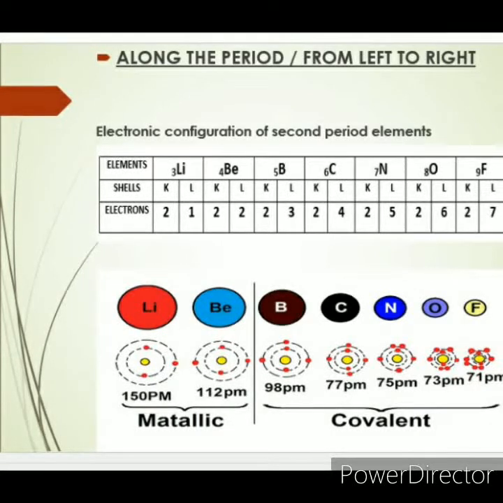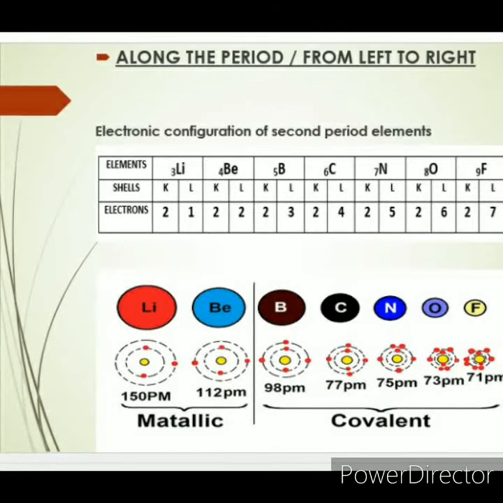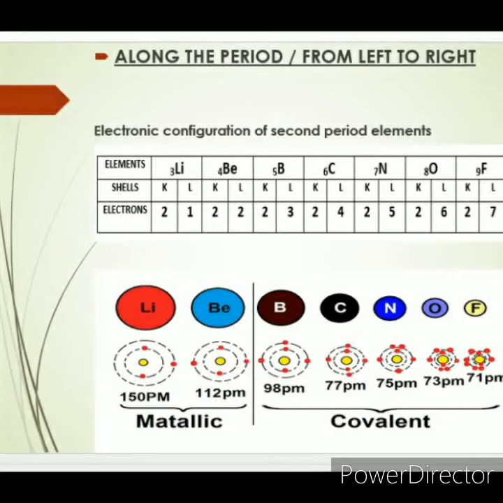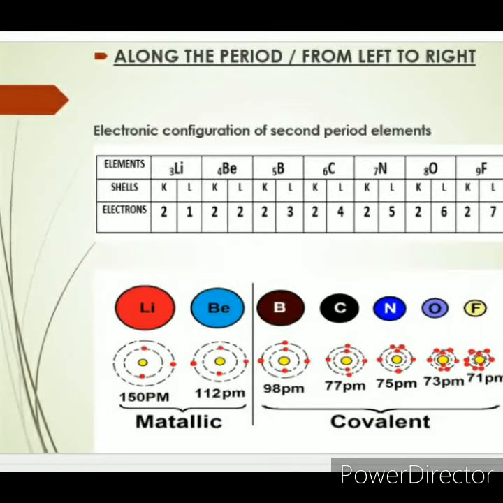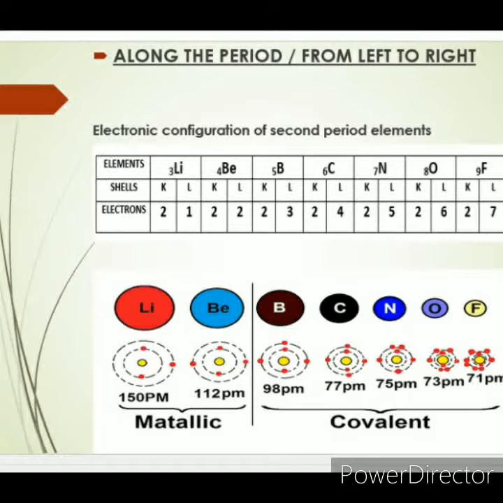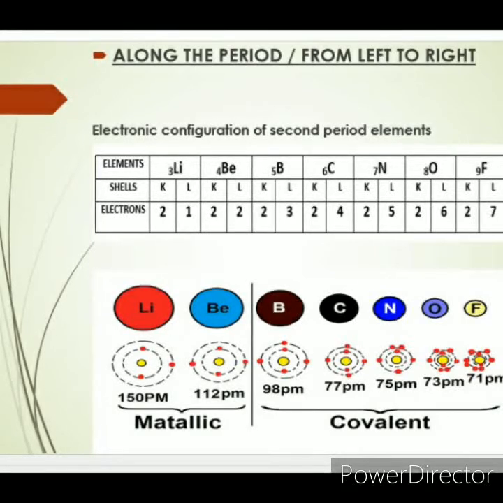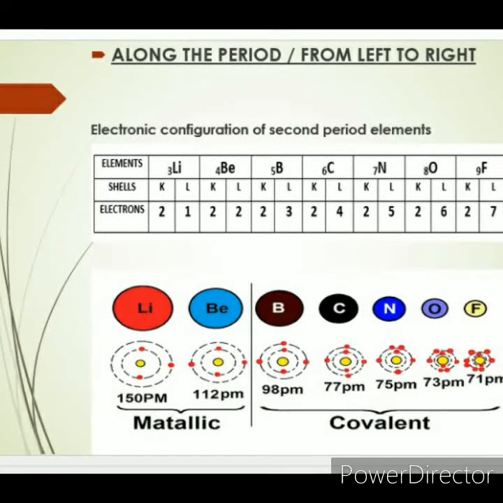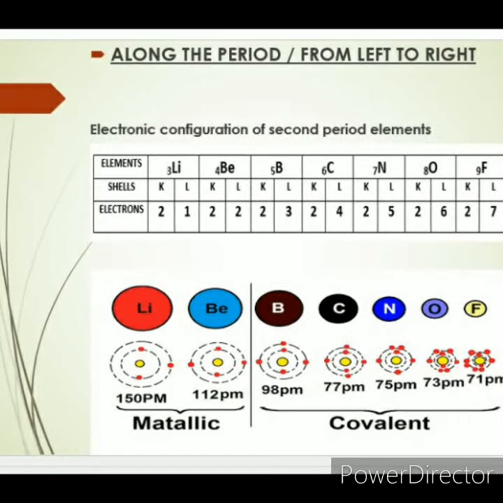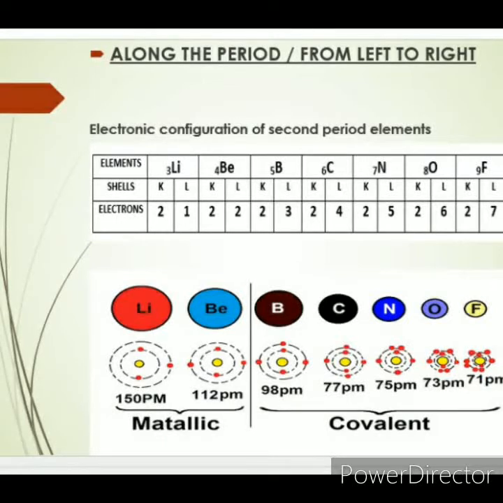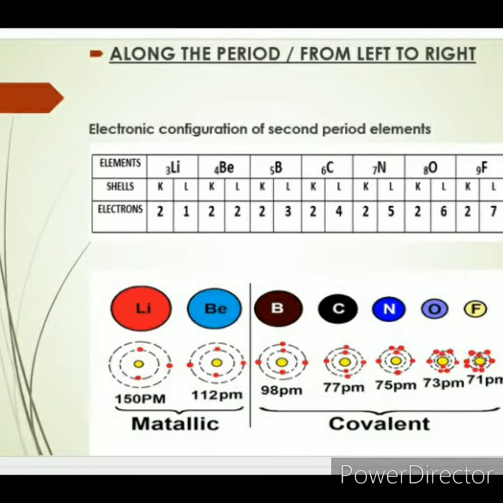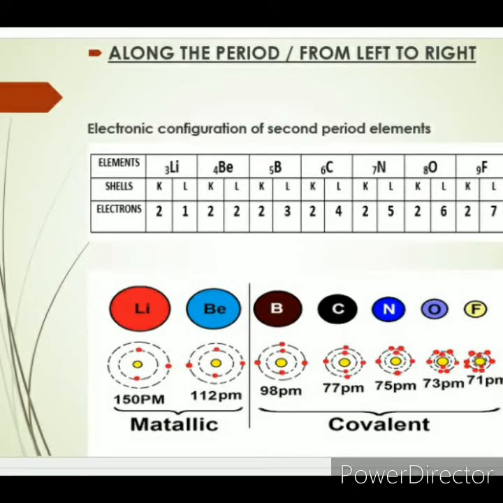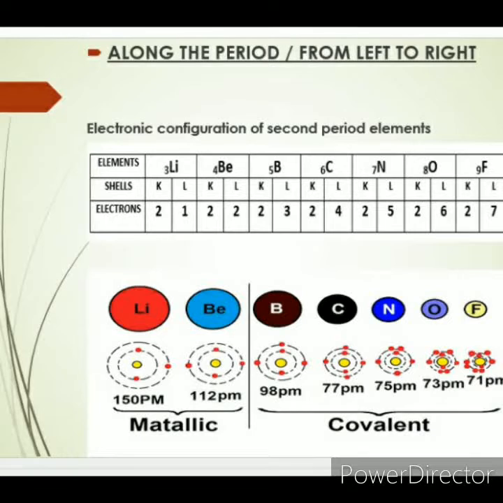Listen, first thing, the number of shells is not increasing here. The number of shells is the same. How many shells are there in lithium? 2. In beryllium? 2. In boron, the number of shells is the same, 2. Carbon 2, nitrogen 2, oxygen 2, fluorine 2. So first we might think the atomic size will be the same, but the atomic size is getting decreased. It's an interesting fact, right? Why is the atomic size getting decreased?